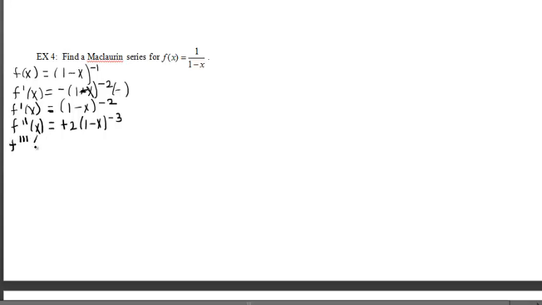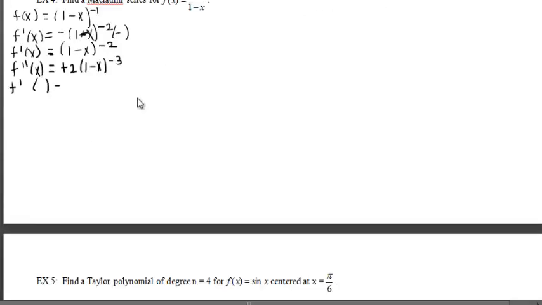Okay, so the third derivative is going to be negative 6 quantity 1 minus x to the negative 4 times the derivative of the inside, which will cause that to be positive. So I'm seeing a pattern here.